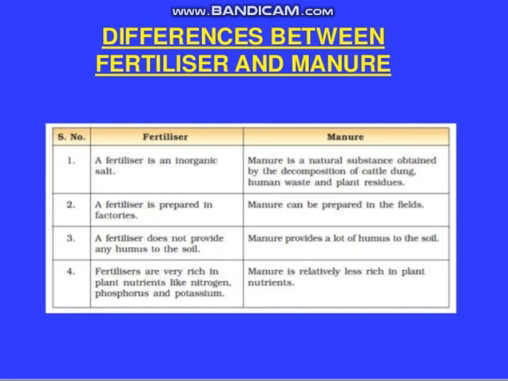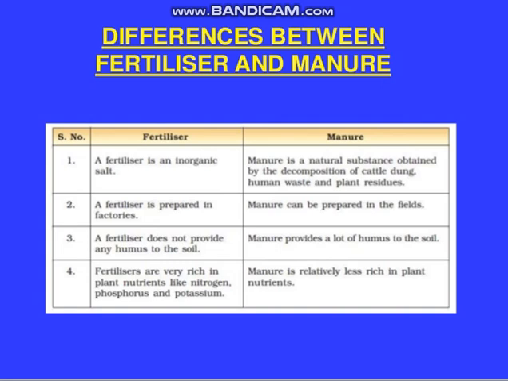Fertilizers are very rich in plant nutrients like nitrogen, phosphorus and potassium, and that's why they have to be used in a very small quantity. But if we are talking about manure, so manure is relatively less rich in plant nutrients, and that's why it has to be used in a large quantity as compared to fertilizers. So these are the differences between manures and fertilizers, and the most important difference is that fertilizer causes the problem of water pollution, whereas manures, being an organic substance, do not cause any problem related to water pollution.